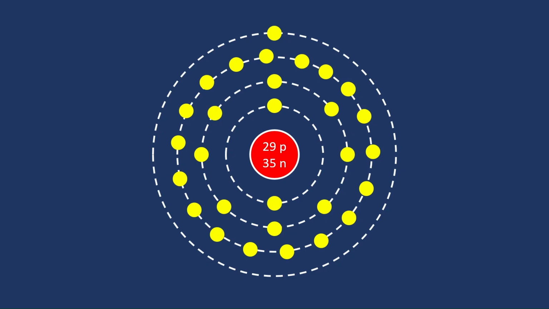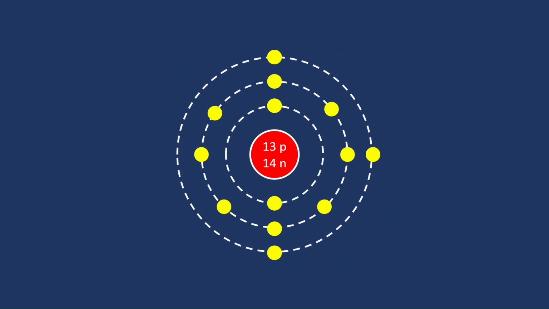Similarly, an aluminium atom has 13 protons, 13 electrons and 14 neutrons. These 13 electrons are distributed in the first, second and third orbit as 2, 8 and 3 electrons respectively.